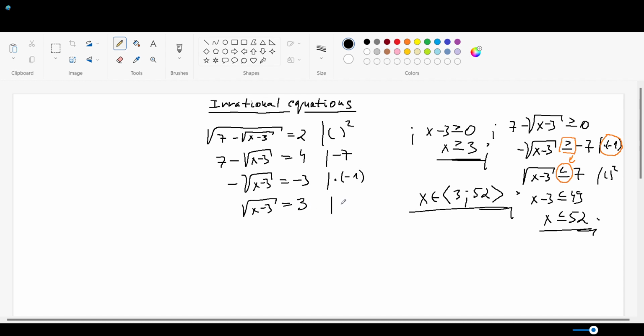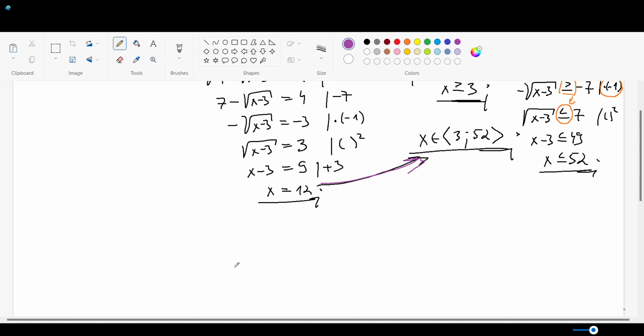Now we again square both sides of the equation, so it's going to be x minus 3 is equal to 9, because, and please remember, sometimes it happens, students forget to square the right side of the equation, okay? The same here. So this basically means you have to square both sides of the equation. And now, as you can see, we just add 3 to both sides, so x is equal to 12. Now, quick check, 12 is from the interval from 3 to 52, so this condition is fine and nice.